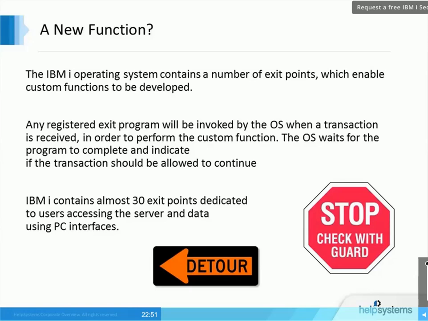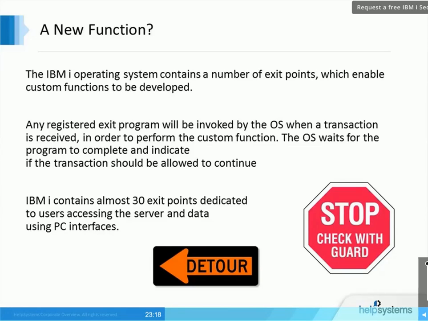IBM has a number of different exit points throughout the operating system. For example, when you create a user profile, there's an exit point. That exit point is able to register and invoke a program that you write to do something after that task is complete. Maybe when you create a user, you also want to enroll them in your ERP or create a work library for them. Now, in those instances, those exit points summon the exit program after the process is complete.